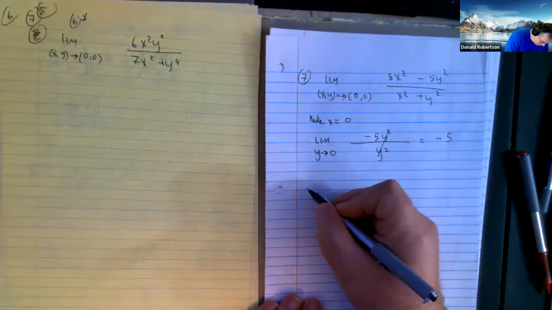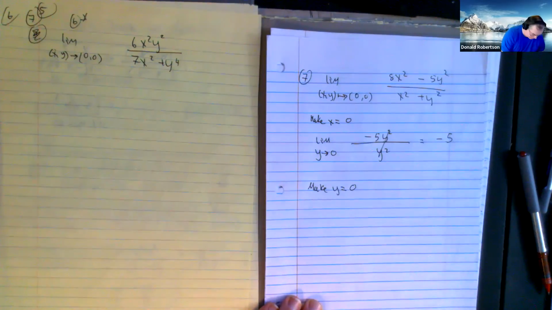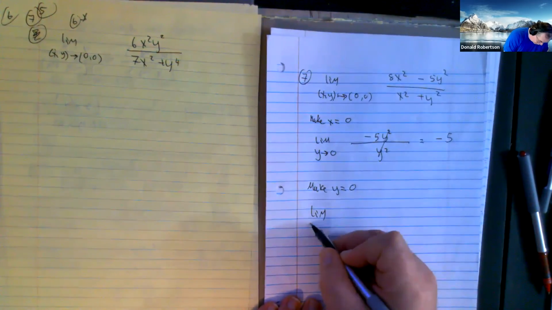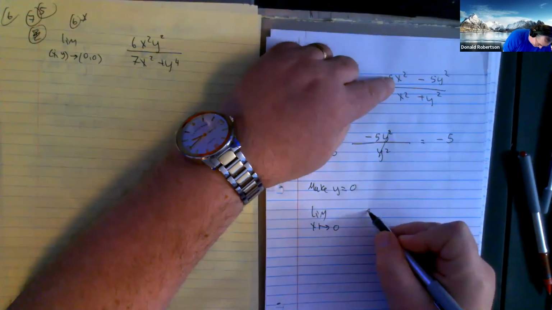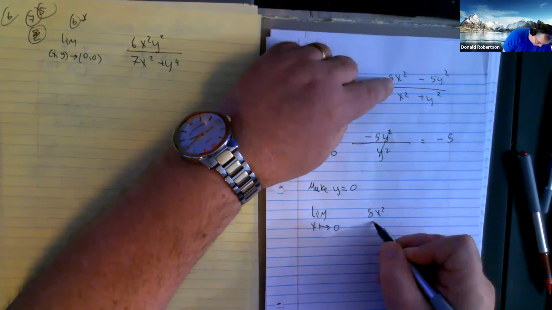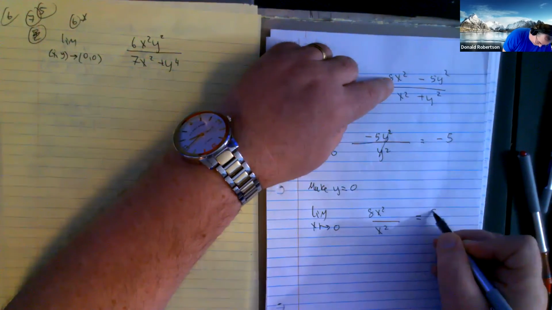Now, you make the other one 0. And now we're going to be looking at what's the limit as x tends to 0. Well, 8x squared take away nothing over x squared add nothing. And the answer is 8.